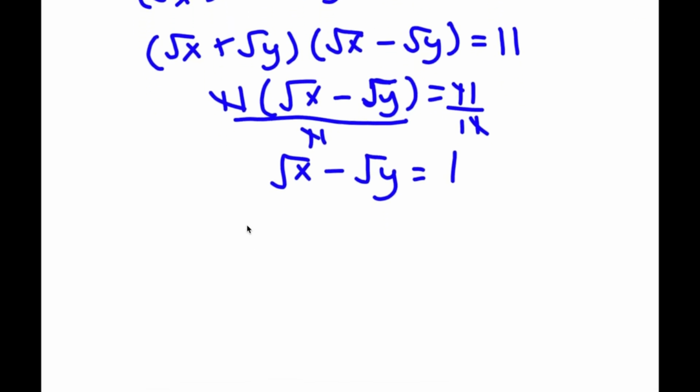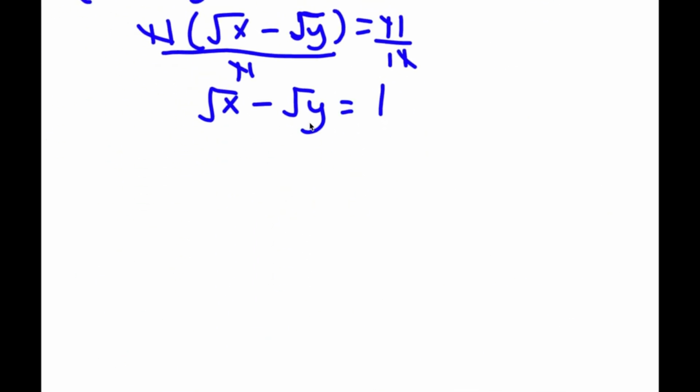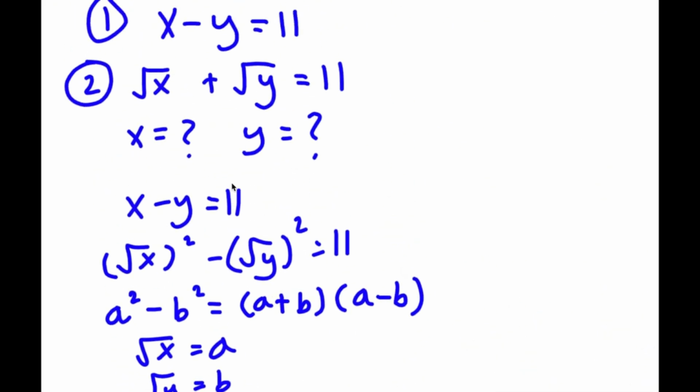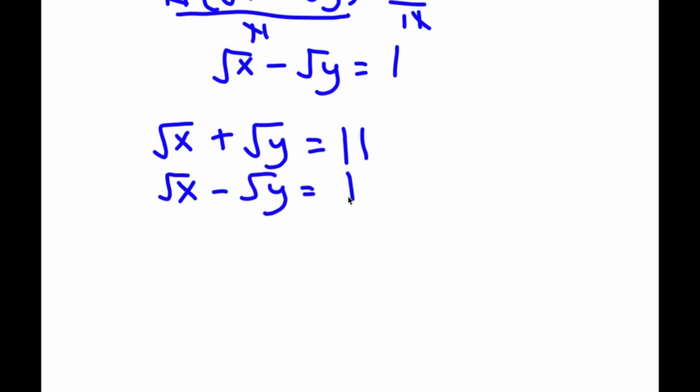So now I can go ahead and add the square root of x plus the square root of y equals 11 and the square root of x minus the square root of y equals 1, because this is a new equation we just found out. So I have the square root of x plus the square root of y is equal to 11 and the square root of x minus the square root of y is equal to 1.